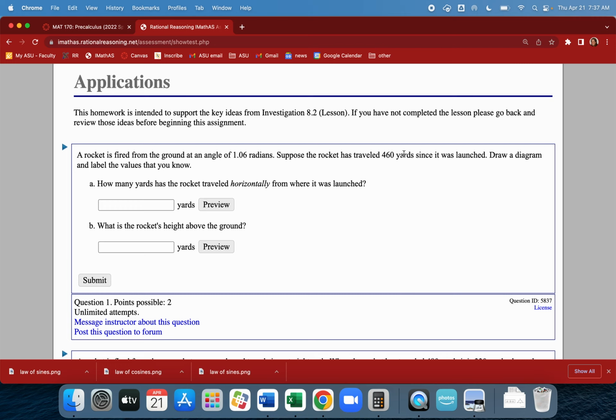How far it's traveled horizontally is asking about this side. Its height at that point, when it has traveled that many yards, is asking about the rest of this triangle. So we can formulate a right triangle out of this.